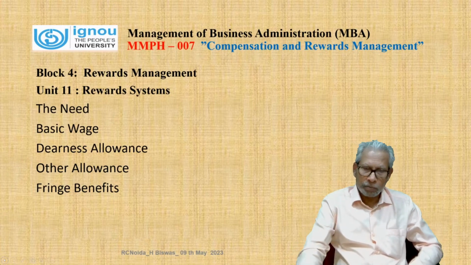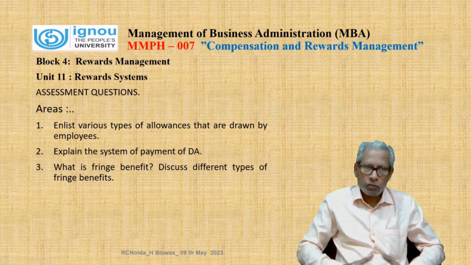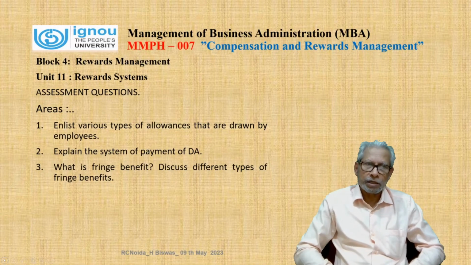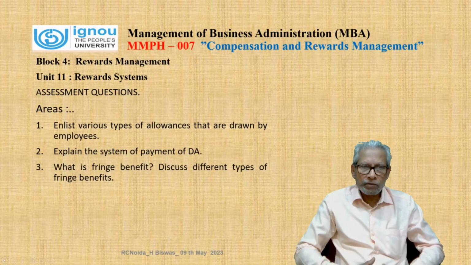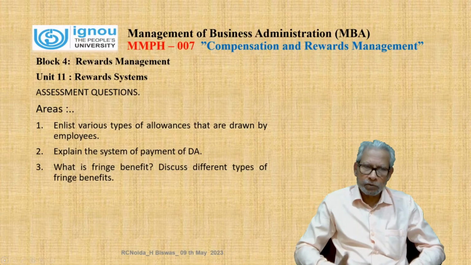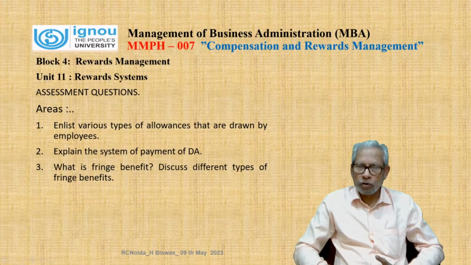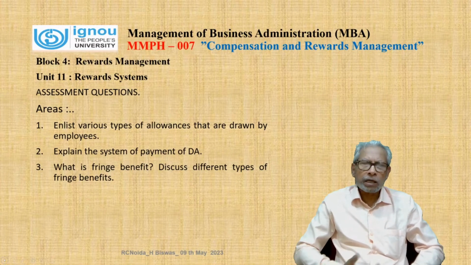Now after that, let's see the questions from this unit number 11. Enlist various types of allowances that are drawn by the employees. So you have to list out the things. For example, basic pay, dearness allowance, city compensatory allowance, lunch subsidy, then HRA, education allowance, car allowance.